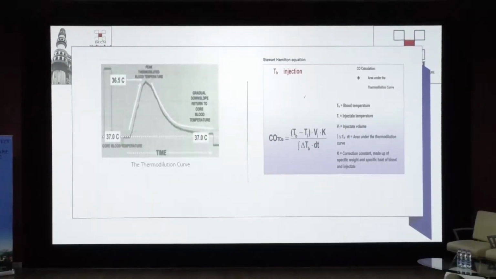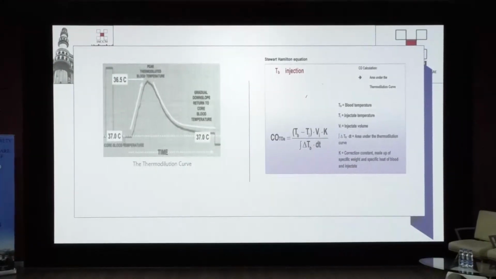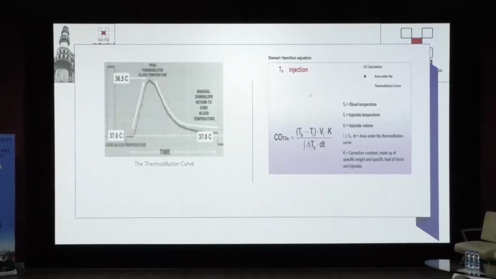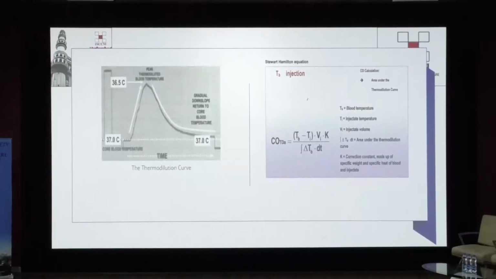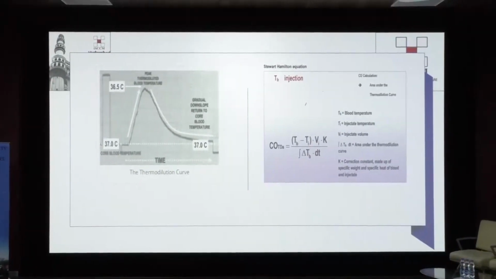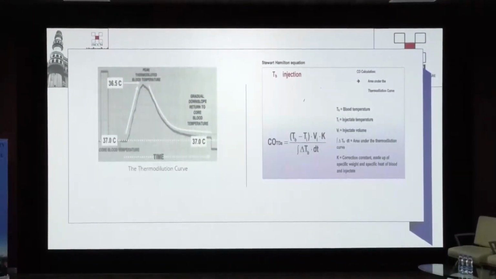By applying some physics here, we try to extrapolate the curve, and then it will calculate the cardiac output. That equation is called Stewart-Hamilton's equation. Is it visible? Yeah. The Stewart-Hamilton equation is given by the formula: temperature difference into volume of the injectate that is given to the patient, with a constant.